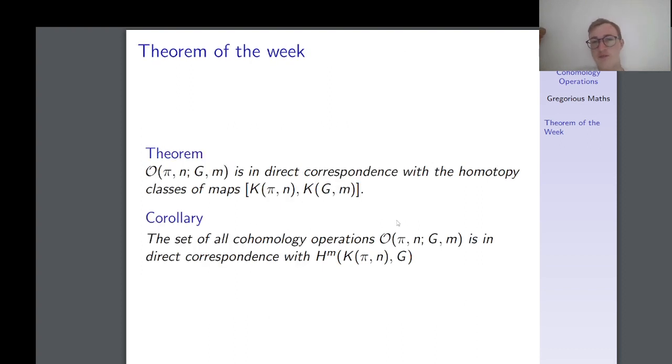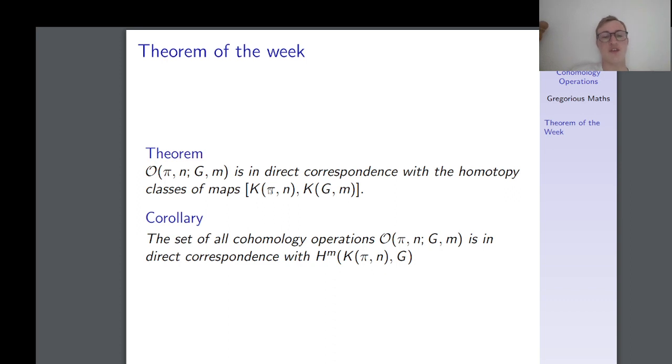Now we go on to what the actual theorem of the week is. So the theorem is, and I forgot to define what this notation is: it is the set of all cohomology operations of this type. And the set of all cohomology operations of this type is in direct correspondence with homotopy classes of maps between the Eilenberg-MacLane space of (π, n) and the Eilenberg-MacLane space of (G, m).